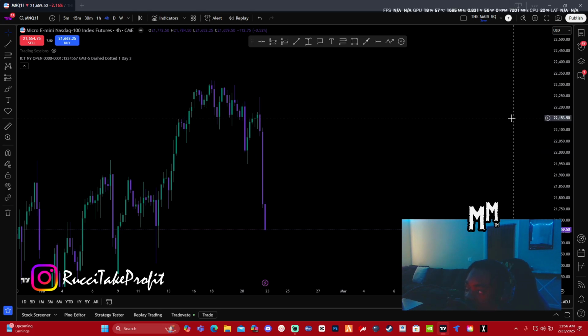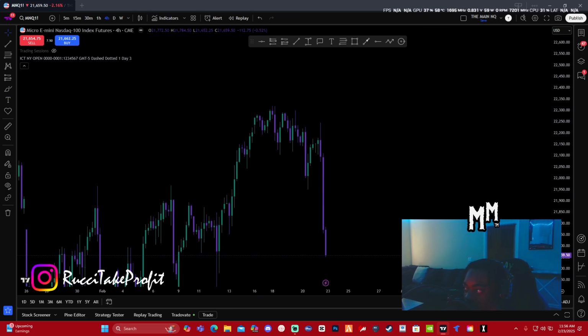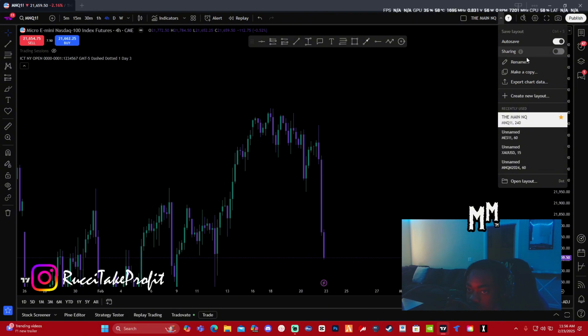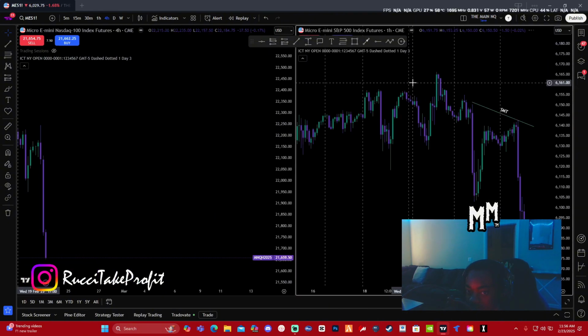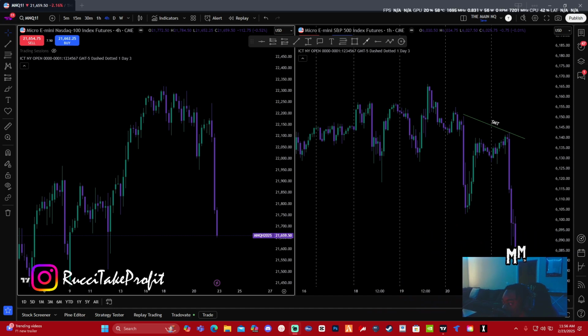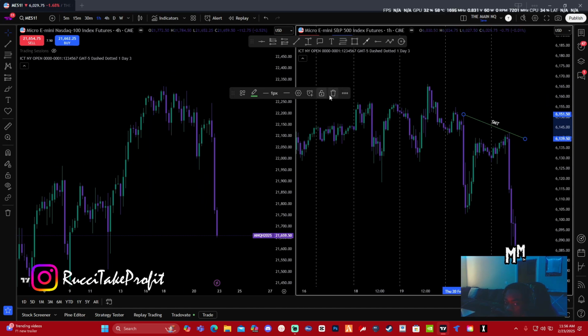So if you want to spot an SMT, you want to have a chart view that has the Nasdaq right next to the S&P 500. So if you don't have TradingView, let me make my camera a little bit smaller. I want y'all to be able to see all of this. But yes, if you have a TradingView subscription, you could do this easily.